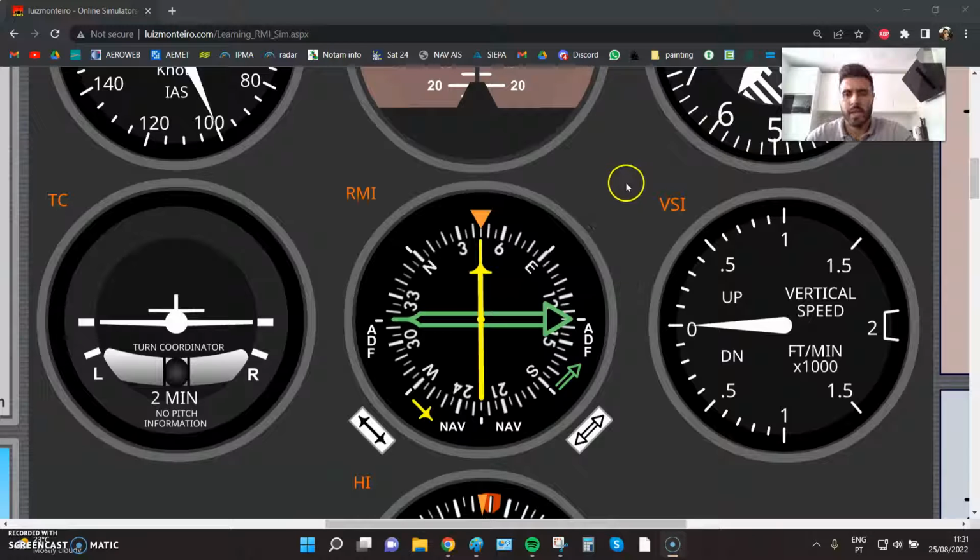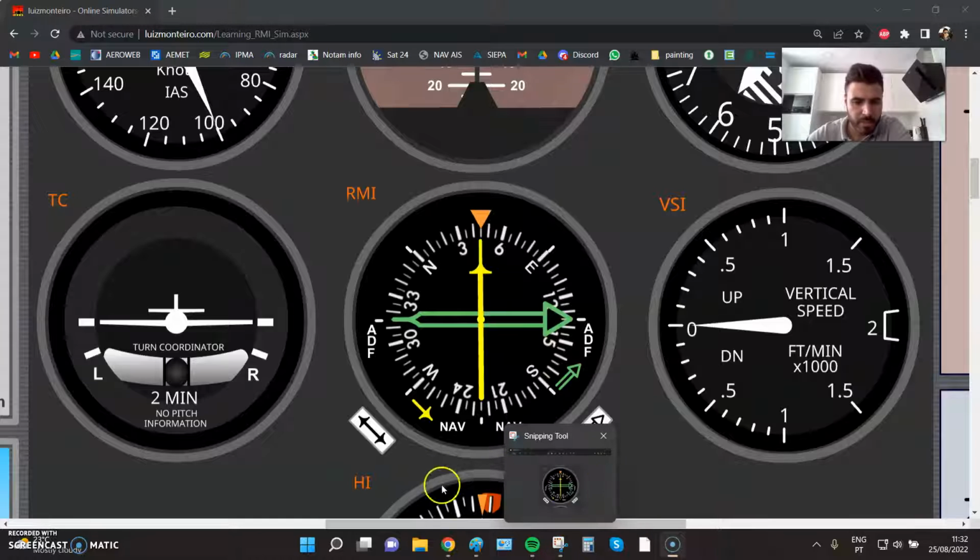Well, guys, we already did a situation with QDR, so now let's do it with QDM, okay? So, once again, we are here. We are now on QDM 045 and on QDR 225, and we are currently following QDM 045, okay? And let's say we want to intercept another QDM, for instance, 090.